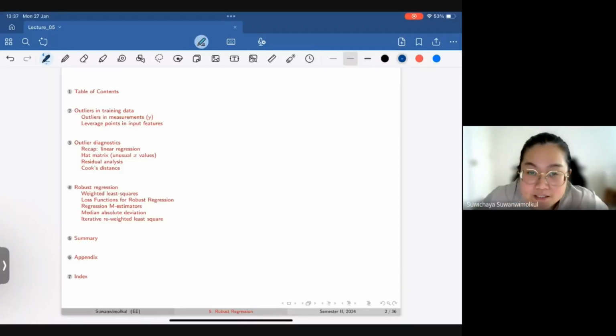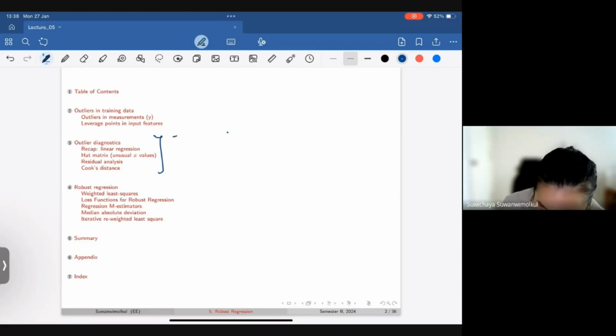So, in this lecture, we will be talking about outlier removal techniques in machine learning. Generally, I'll put it this way, there are two types of techniques. The first one is what we call outlier diagnostics, which are techniques where you want to remove the outliers. You check and then you remove.